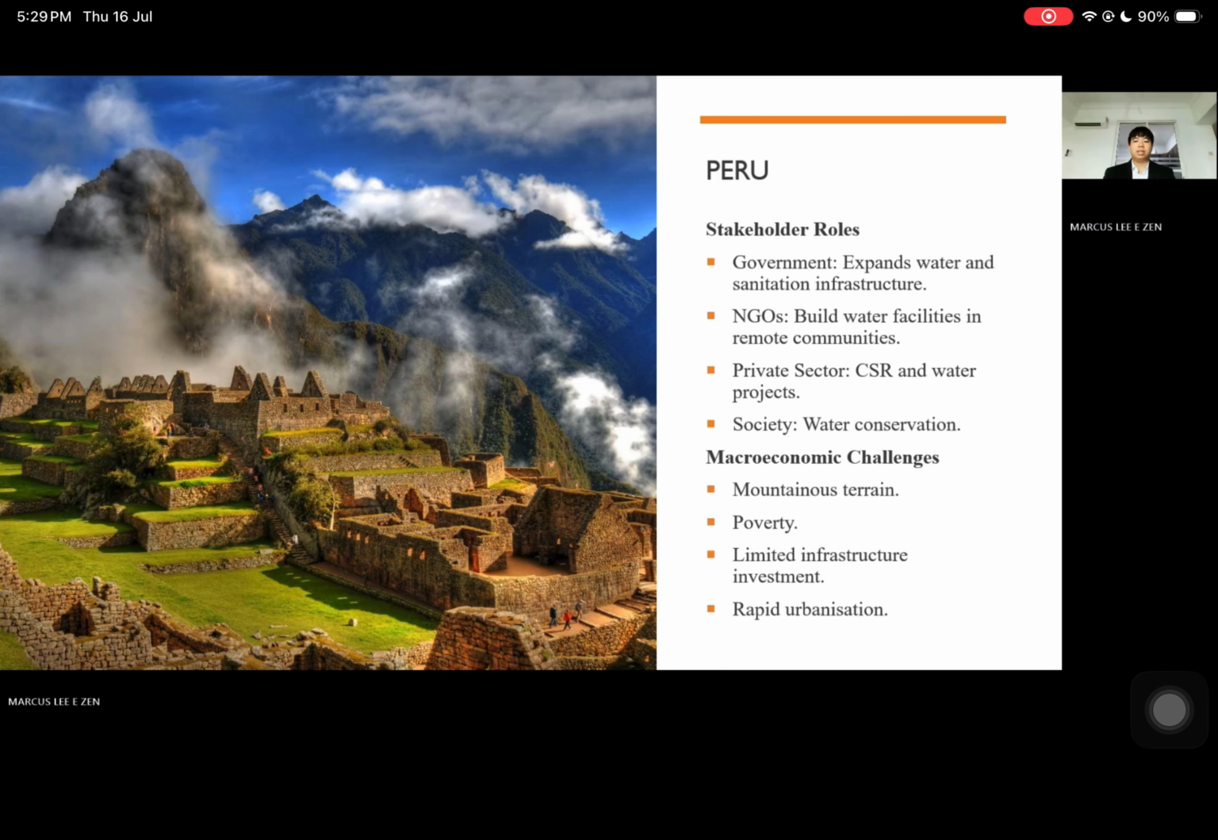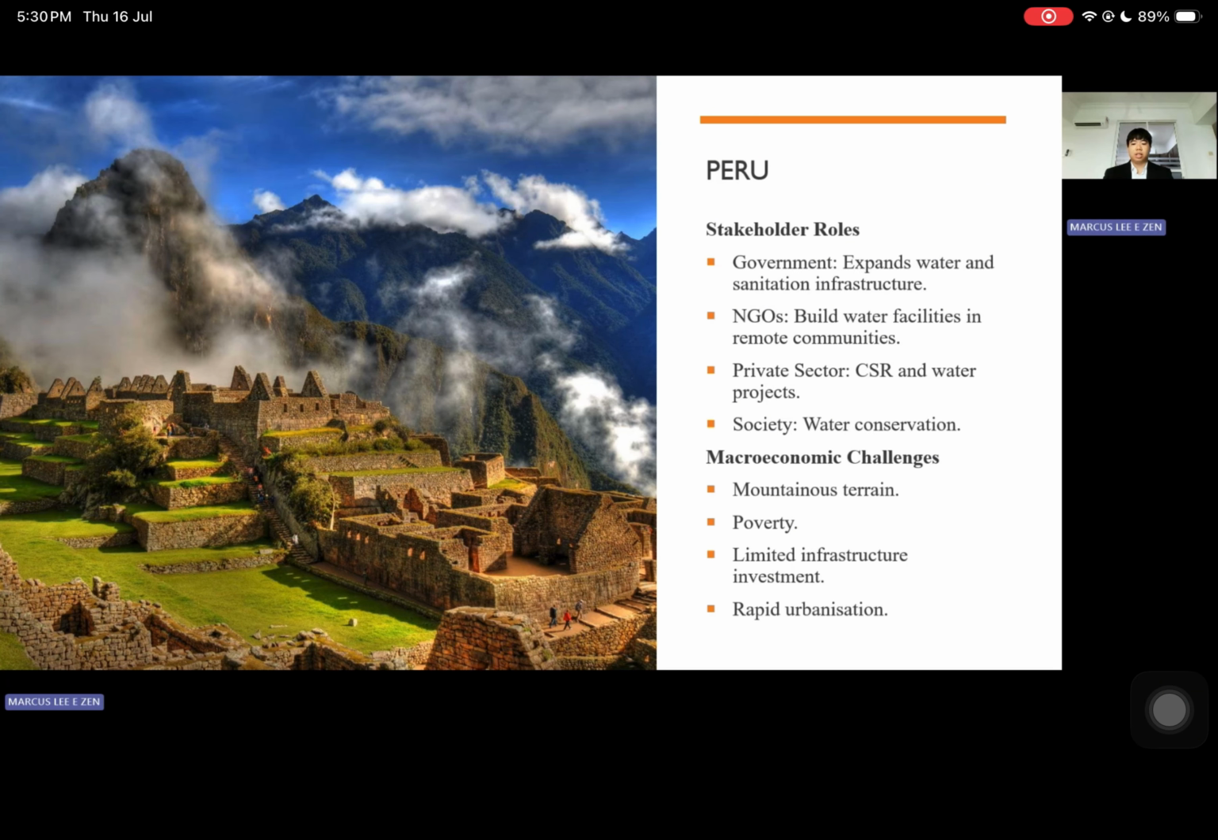Next is Peru. The government continues to invest in clean water supply systems and sanitation facilities, especially in rural and mountainous regions. NGOs work closely with local communities by building water facilities, promoting sanitation practices, and encouraging sustainable water management.